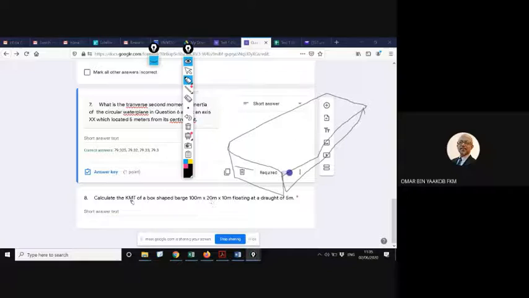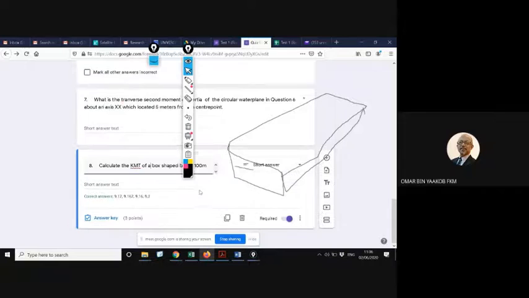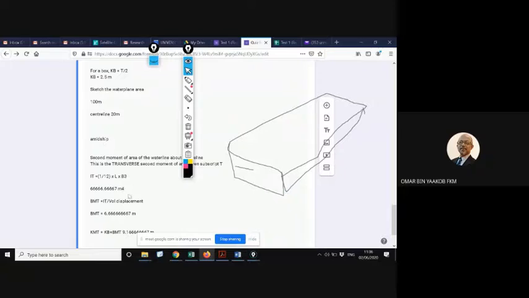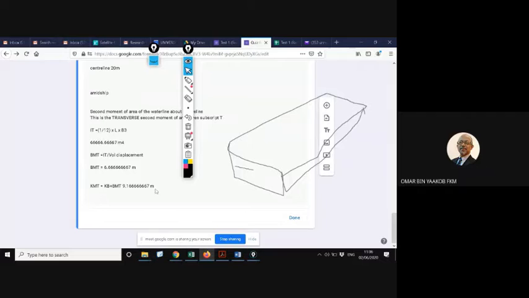So 100 times 20 cubed divided by 12, L B cubed over 12. So you get the I, and then divide by the volume of displacement, you get BMT. So you can calculate BMT. KB is half of the draft. So you get KMT. KMT is KB plus BMT. So that's quite easy. So find the volume, find the KB, sketch the water plane area, so you get the IT to be this. BMT is IT divided by displacement, and you get KMT to be that.